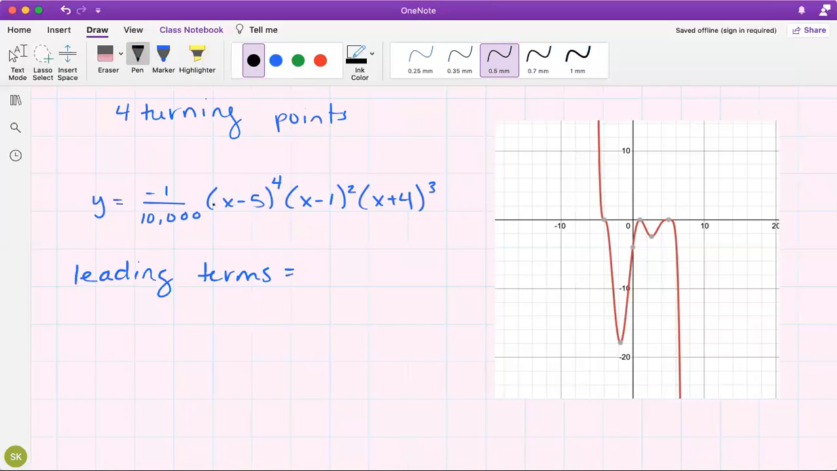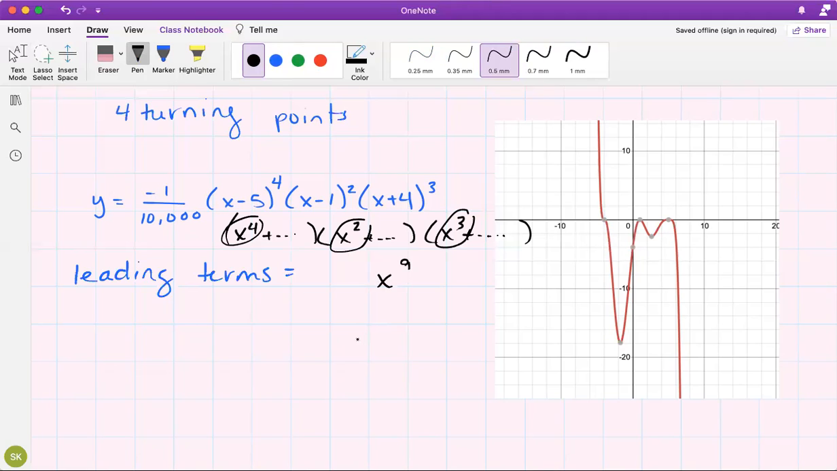So if we FOILed this, expanded this, we'd have x to the 4th plus some stuff. If we FOILed this, we'd have an x squared plus stuff. And if we FOILed this, we'd have an x cubed plus stuff. Now, if we multiplied all this out, we'd get an x to the 4th times an x squared times x cubed. 4, 5, 6, 7, 8, 9. We'd have x to the 9th. So that would be the degree, n is equal to 9.